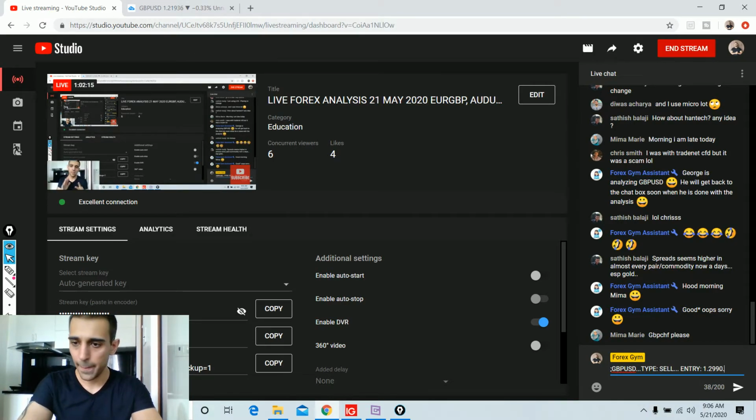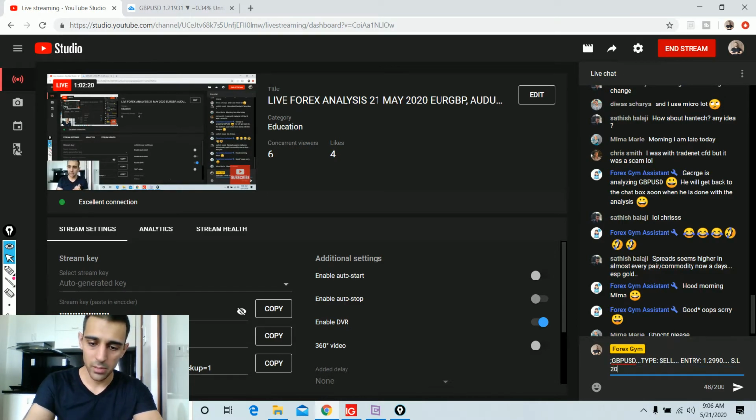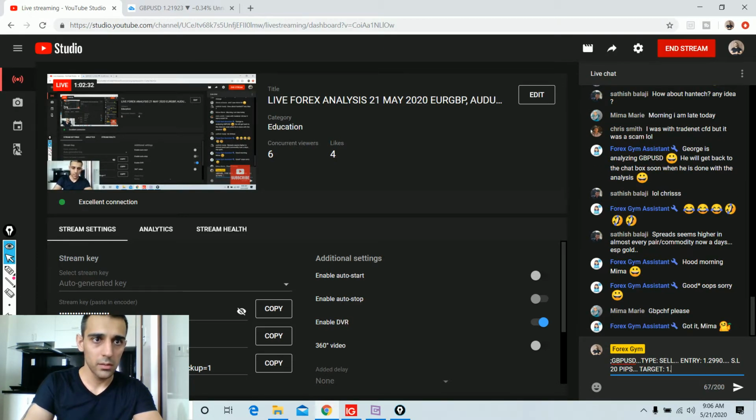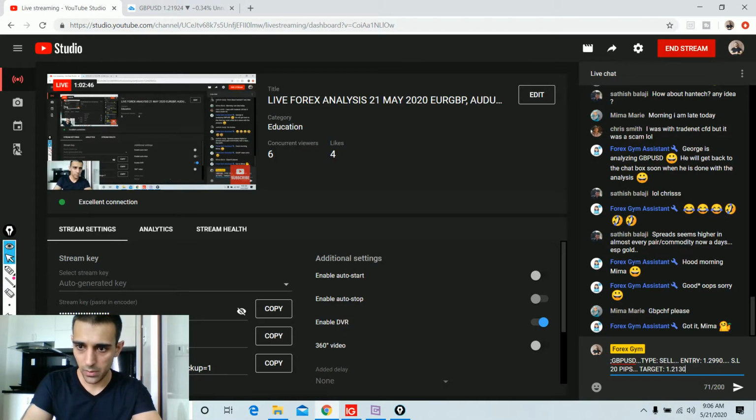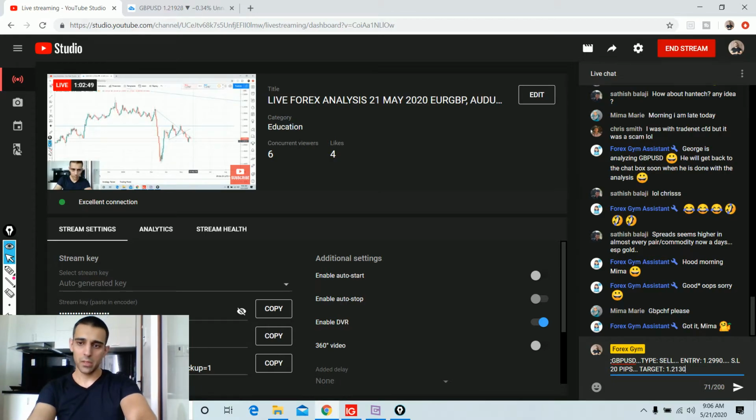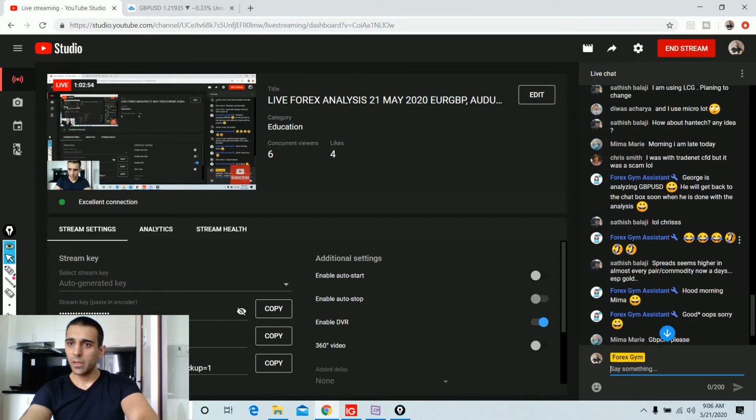So yeah, the stop loss is 20 pips, and the target is at 121.30. But don't jump in straight away, because you need to wait for this 4-hourly candle to close.